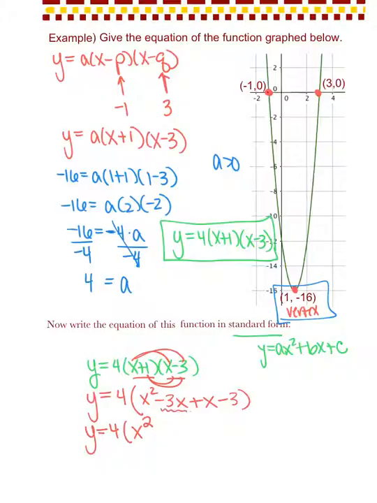I can clean this up here, my like terms, minus 2x minus 3. And last, I'm going to distribute that 4. So I have 4x squared minus 8x minus 12.